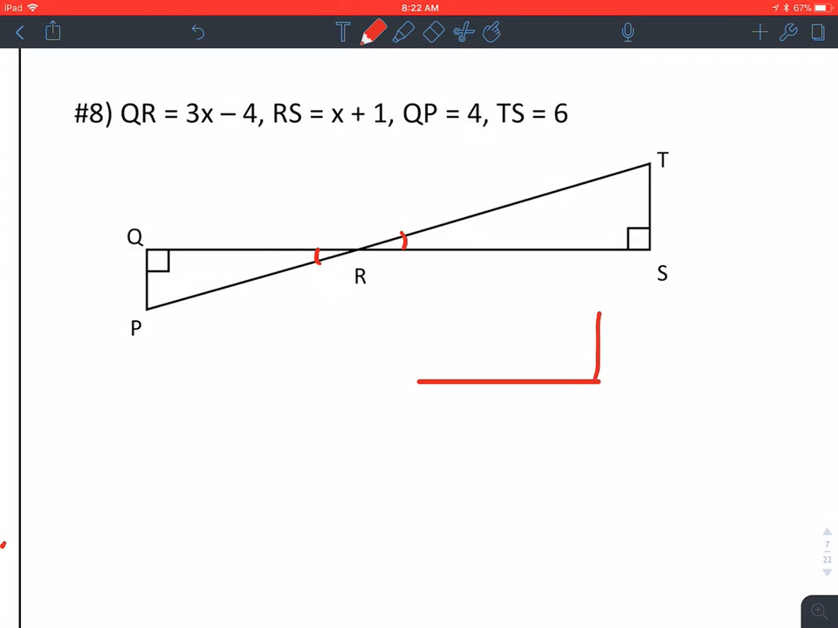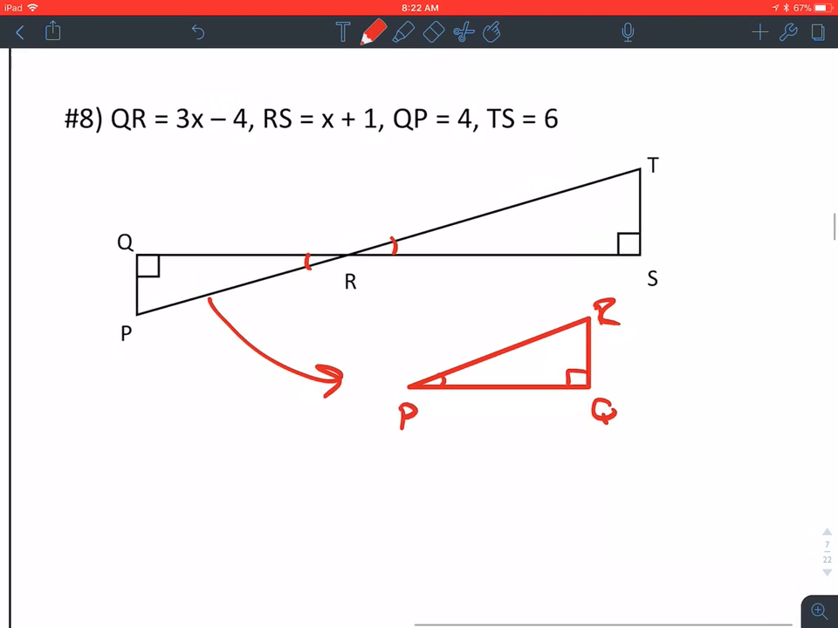So these are going to be congruent by angle similarity. We're not asked to write that down, but you should know that while you're doing it. So I'm redrawing this picture. This time it says that QR is 3x minus 4. RS is x plus 1. QP is 4. TS is 6.